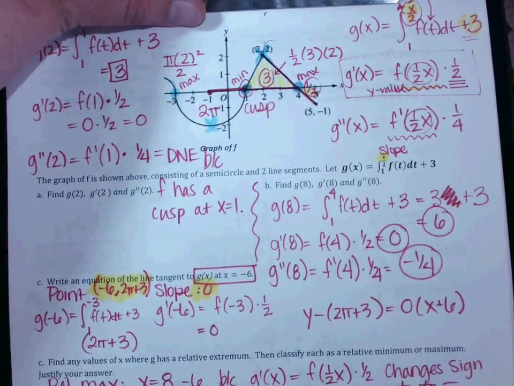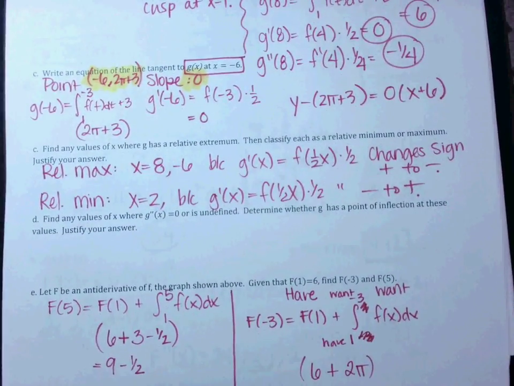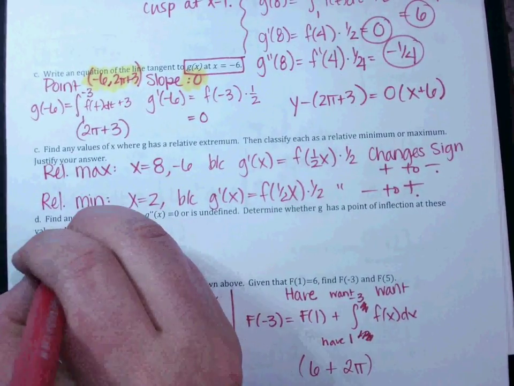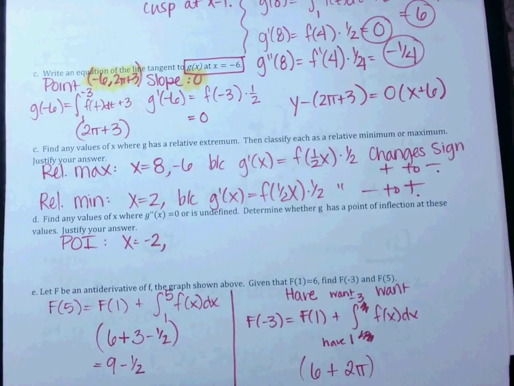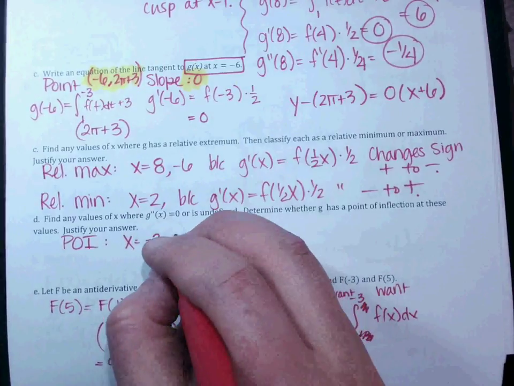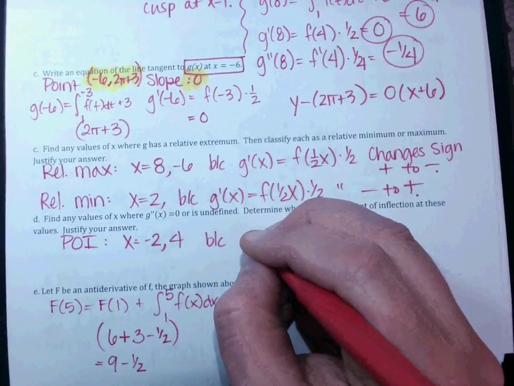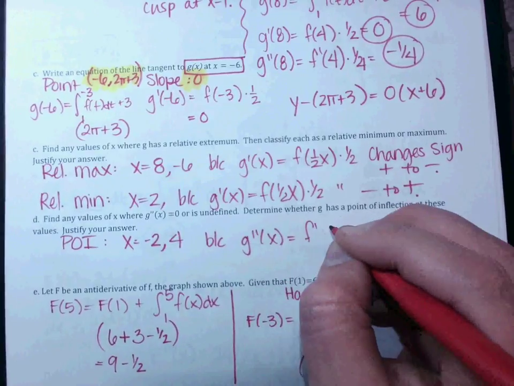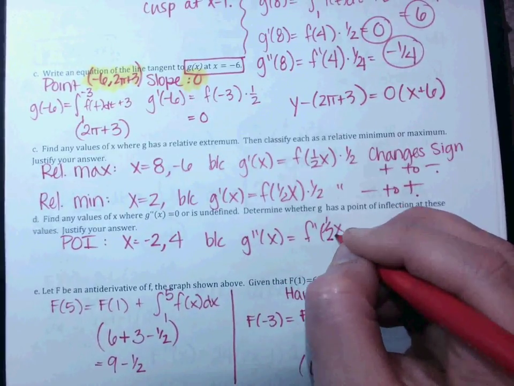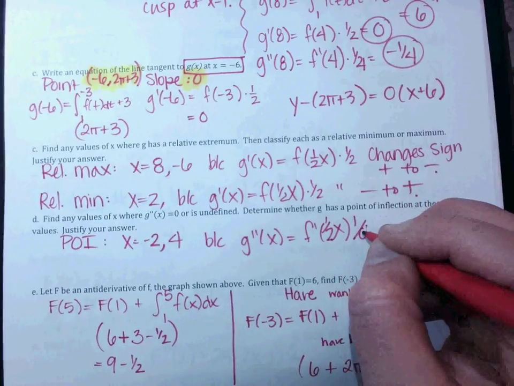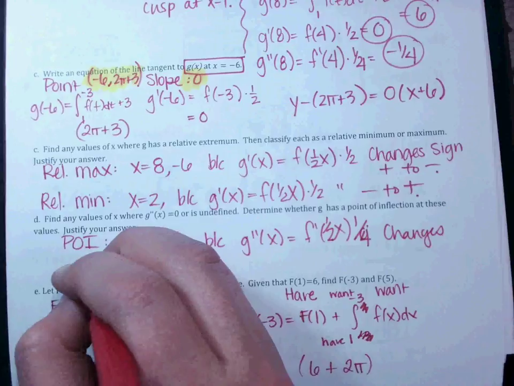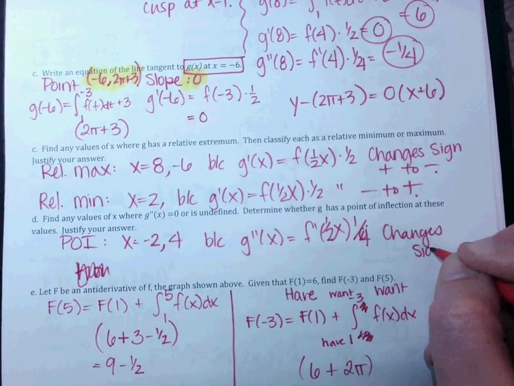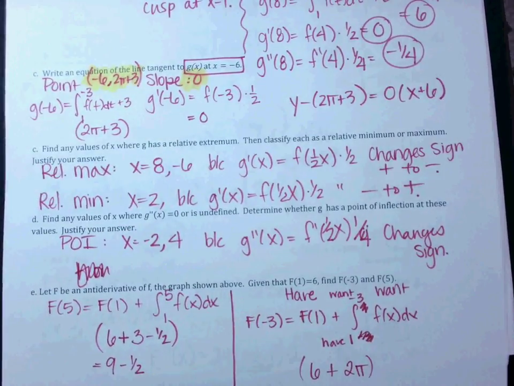Half of what will give us -1? -2. Okay, so POI at -2. And then half of what will give us 2? 4. Because g double prime of x, which is f prime of a half x, times a fourth, changes. We'll just put changes sign. Because remember, for POIs, it doesn't matter which direction it changes sign, it just has to change sign.